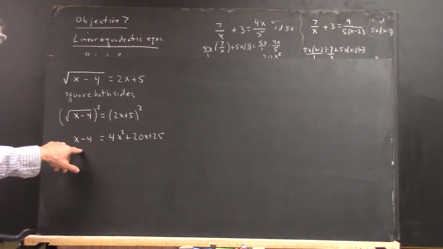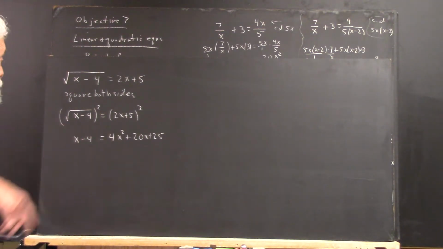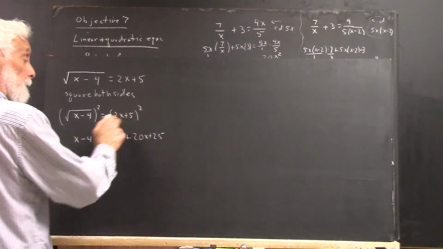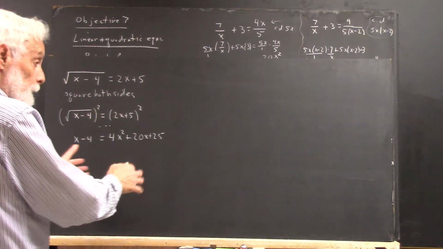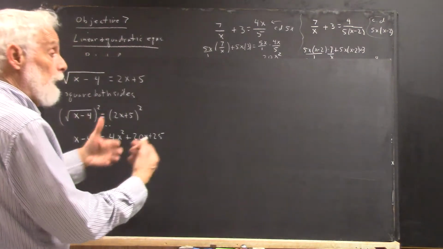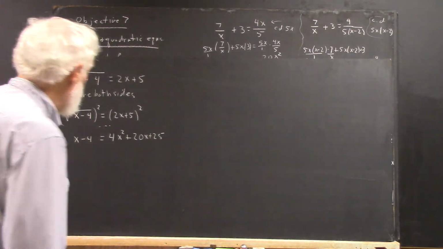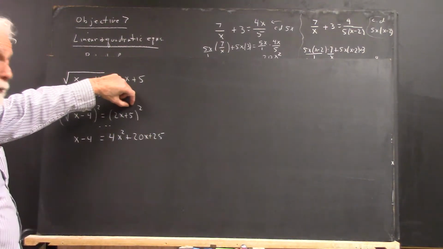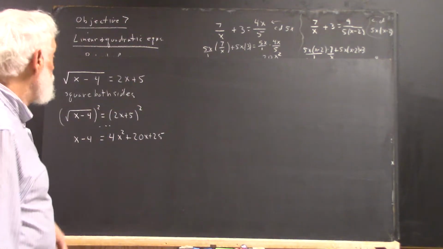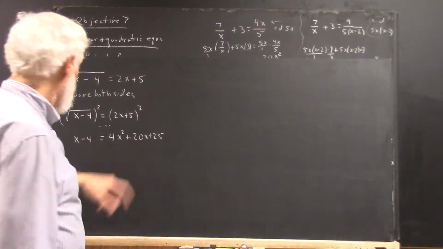Okay, so now we have this equation. Of course, I've got some dots here because you've got to be able to square this. You write out 2x plus 5 times 2x plus 5 and use the distributive law. And don't write that as 4x squared plus 25 because that would be totally wrong. Distributive law gives you this.